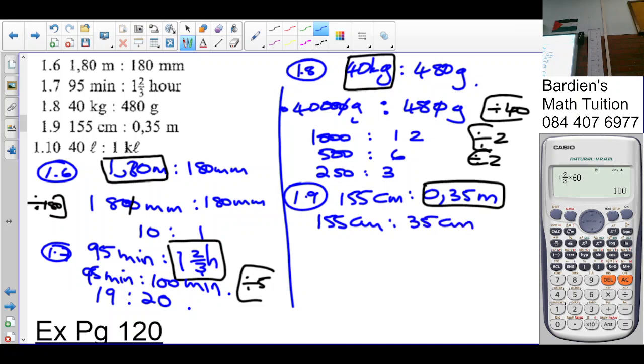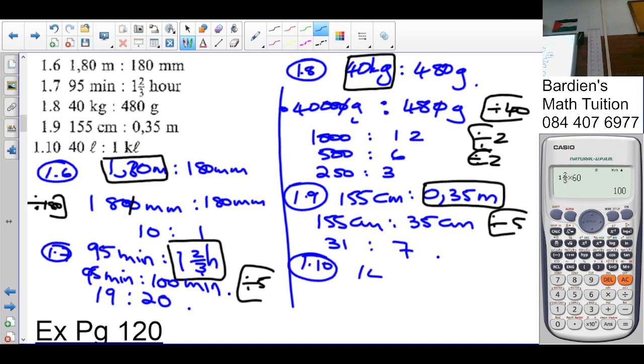So what do we say now? What number can go into both without remainder? 5. So 155 divided by 5 goes 3 carry 1. Not so? 31. And 35 divided by 5 is? 7. 31 is to 7. The last one, 1.10.